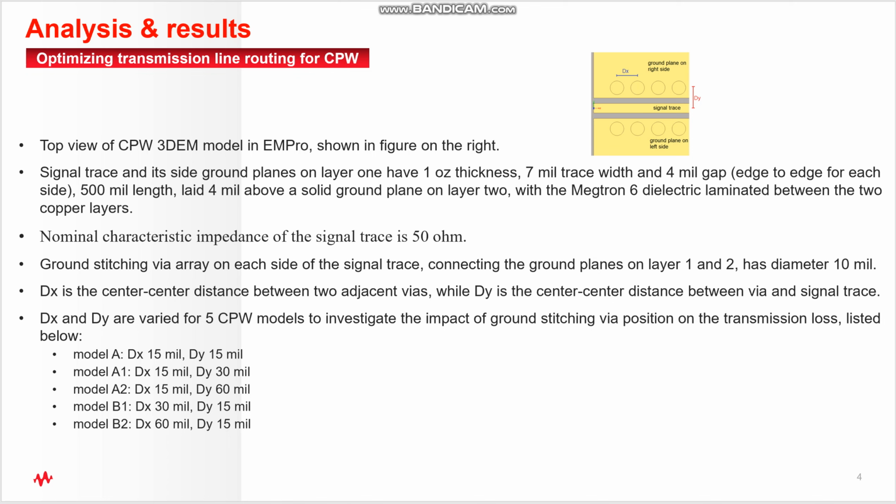The nominal characteristic impedance of the signal trace is 50 ohm, and the ground stitching via array on each side of the signal trace connecting the ground planes on layer 1 and layer 2 has diameter 10 mm. The dx is the center-to-center distance between the two adjacent vias, whereas the dy is the center-to-center distance between the via and signal trace. dx and dy are varied for 5 CPW models to investigate the effect of the ground stitching via position to the transmission loss, and then listed below. So we have A1, A2, and B1 and B2. So we vary from 15 to 30 and then 60 for each of them.